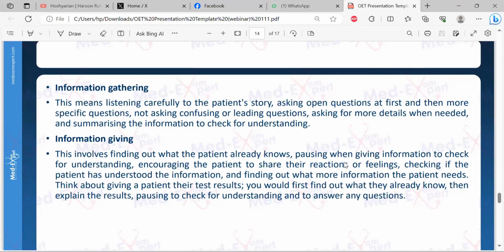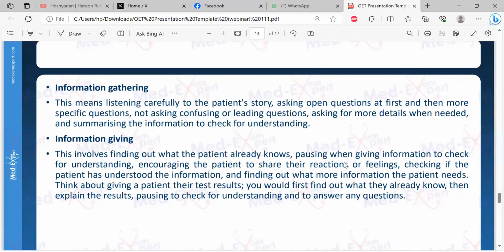And information gathering means listening carefully to the patient's story, asking open questions at first, and then more specific questions. Not asking confusing or leading questions, asking for more details when needed, and summarizing the information to check for understanding.